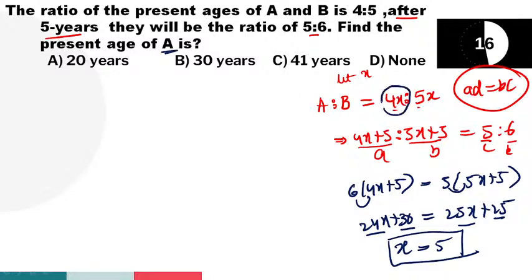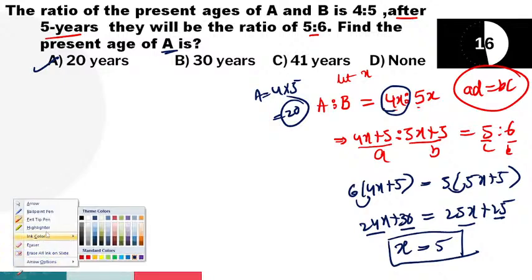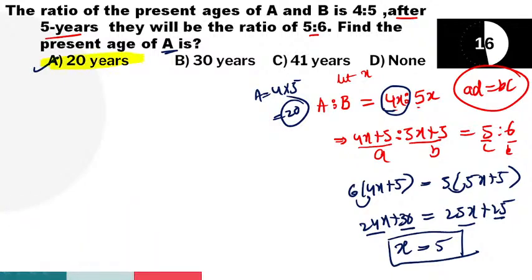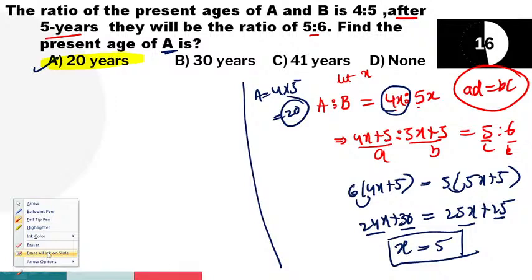We have to find the present age of A. A is how many parts, guys? 4x. A is equal to 4 into 5. 4 fives are 20. Which option is the right answer? Option A is the right answer, guys. Is it clear to all of you? Any doubts regarding the basic method, guys? All of you please respond in the chat box. Any doubts regarding the basic method?